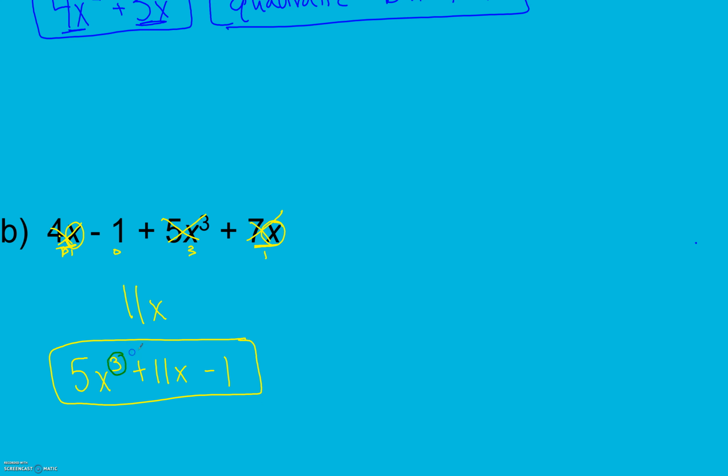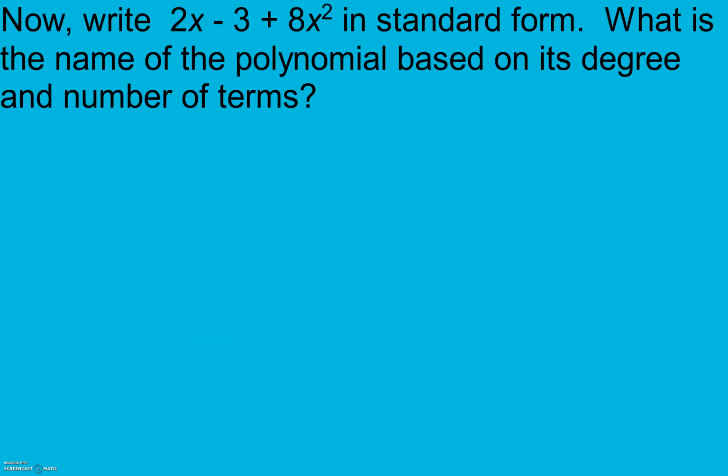Now, because my degree is 3, this is cubic, and because I have 3 terms when it's in standard form, it's a trinomial. Cubic trinomial. Now, feel free to pause here and give this a try if you'd like. We're going to write 2x minus 3 plus 8x squared in standard form, and then we're going to name it based off its degree and number of terms.